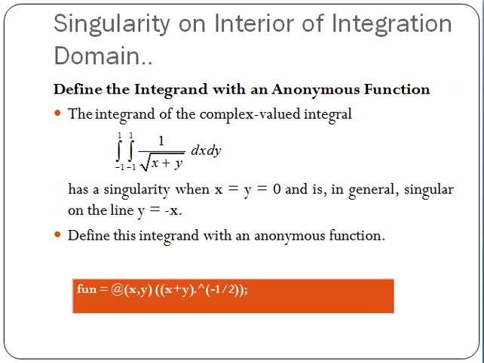Now the first part will be to define the integrand with an anonymous function. Here the function is 1 upon square root of x plus y, and it has the singularity when x and y are 0 and is in general singular on the line x equal to minus y. For defining the function, we have to write the command func, that is a function equal to @x comma y. This is written because we are differentiating this function with respect to x and y. Therefore we have to write @x comma y, and then we will define the function, that is 1 upon square root of x plus y.